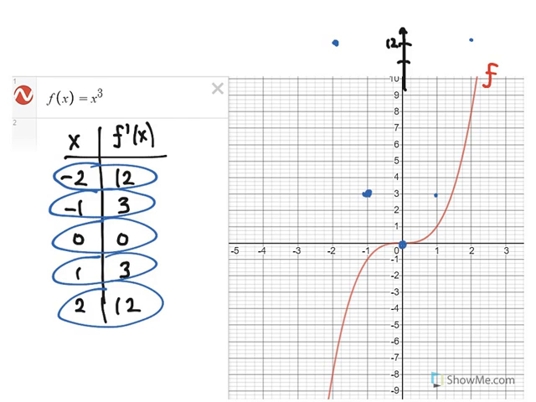So we have these 5 points, and when we try to connect them with a smooth curve to get the graph of the derivative of f, we get this graph. It appears to be a parabola, and that's the graph of f prime.